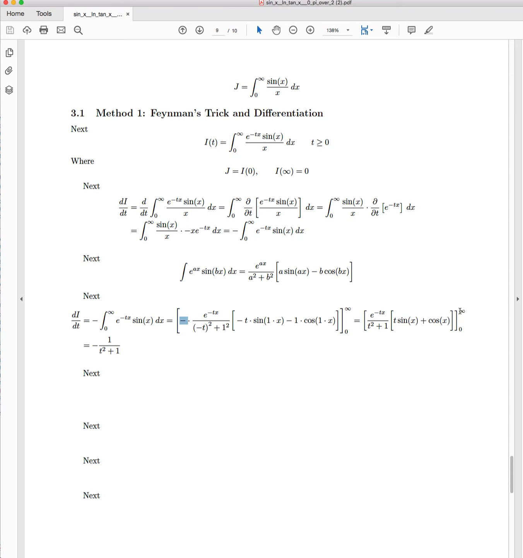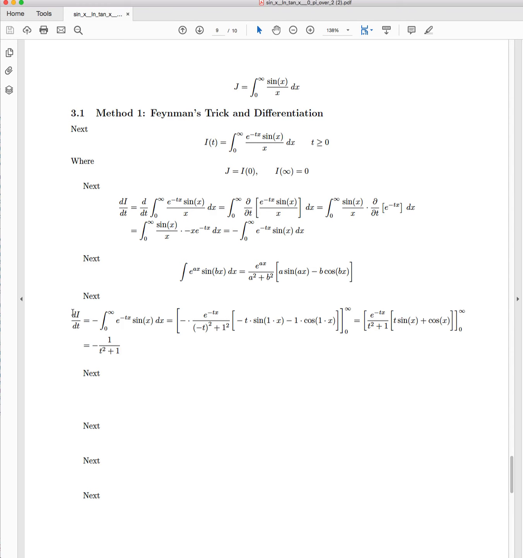Okay, cool. So now if I apply my limits, if I put infinity in here, remember, t is positive and x is positive, it's going to positive infinity. That means that this term is going to 0, which means that the upper limit is equal to 0. And then if I plug in 0 for the lower limit, e to the negative 0 is just 1. So I have 1 over t squared plus 1, t times sine of 0, remember sine of 0 is 0, plus cos of 0, which is 1. So I'm just going to have negative 1 over t squared plus 1, which is what I have here.